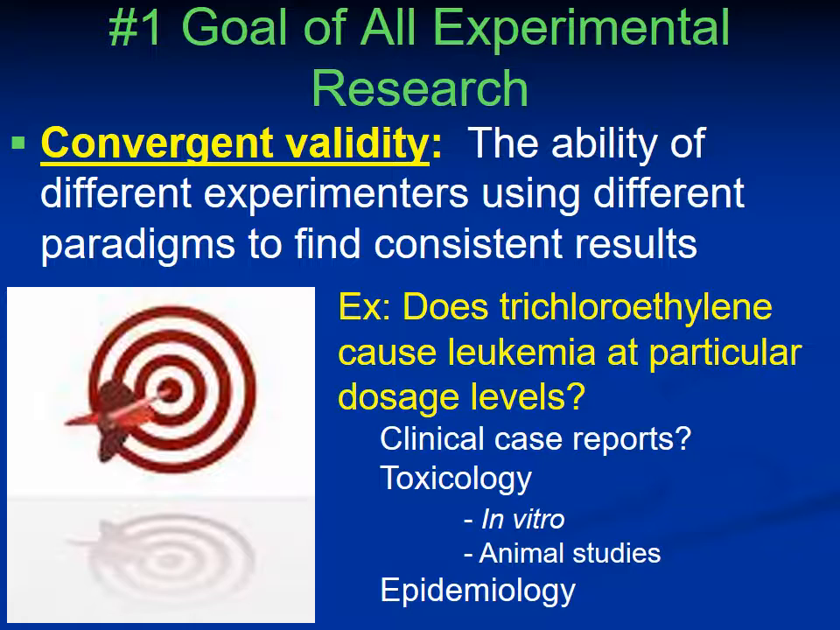But what you'd be looking for there, to have more confidence in your hypothesis about trichloroethylene causing leukemia at a particular dosage level, is convergent validity in all of these experimental types.